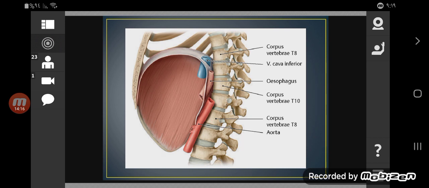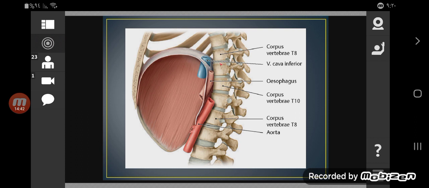And this is the lateral view of the diaphragm. You can see the lateral view of the diaphragm, and the three major openings. The level of these openings is very important in CT scan and MRI pictures. You must keep in mind the level of each foramen.